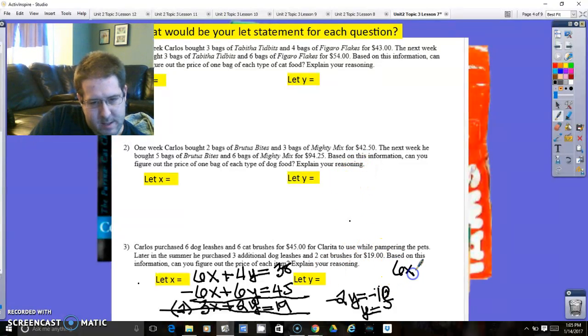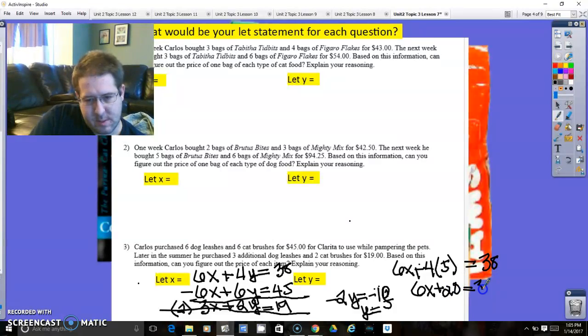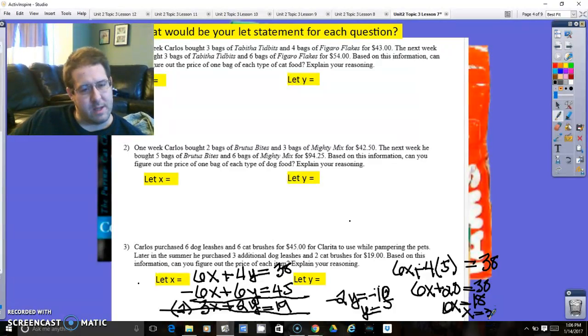6 times x plus 4 times 5 equals... No, $38, because 19 times 2 was 38. So that means 6x plus 20 equals 38. Subtract 20 from both sides. 6x equals 38 minus 20 makes 18. 18 divided by 6 makes $3. So it looks like the leashes cost $3 and the brushes cost $5.